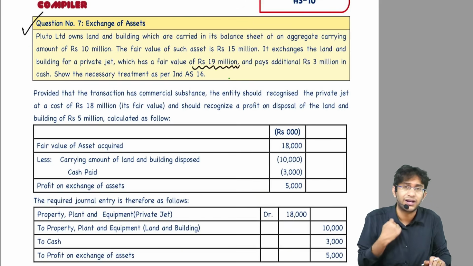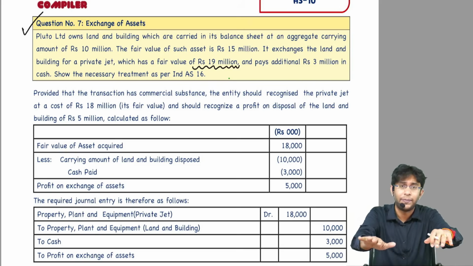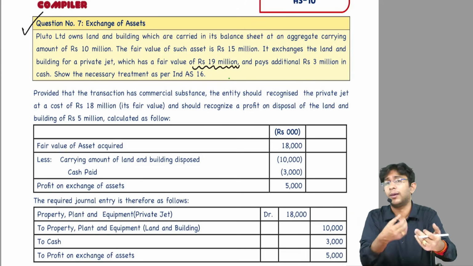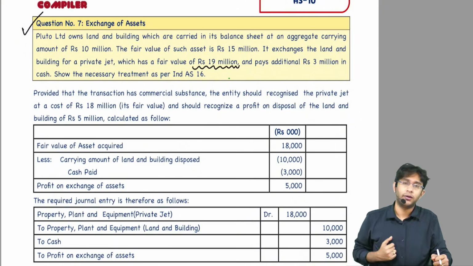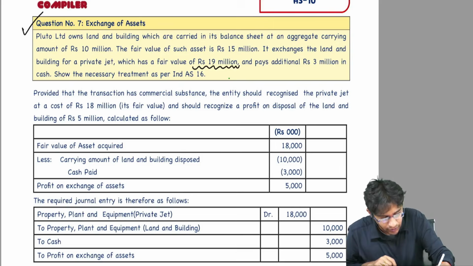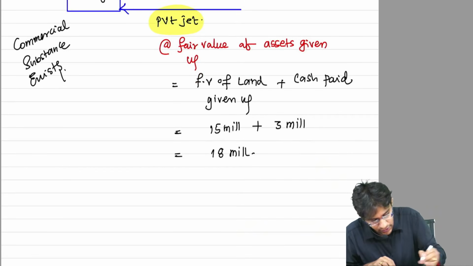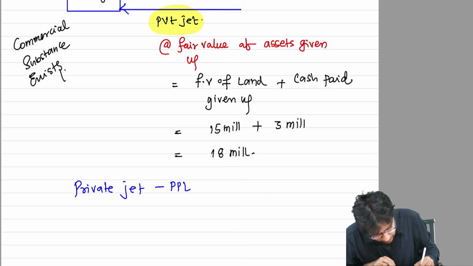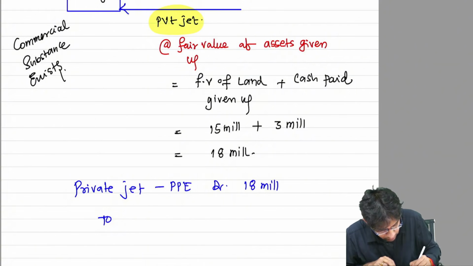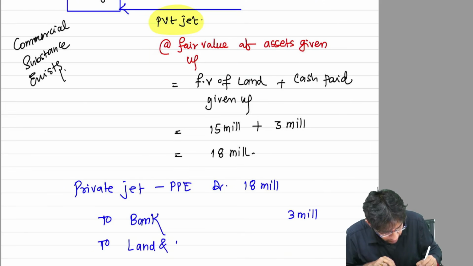PPE acquired must be recognized at fair value of assets given up as first priority. If that is not there or not reliably measurable, then only will we take the fair value of the private jet acquired. Be very, very careful in this. So, my entry will look like this now. Private jet PPE 18 million. To bank, I am paying a cash of 3 million. To, I am giving my land and building.